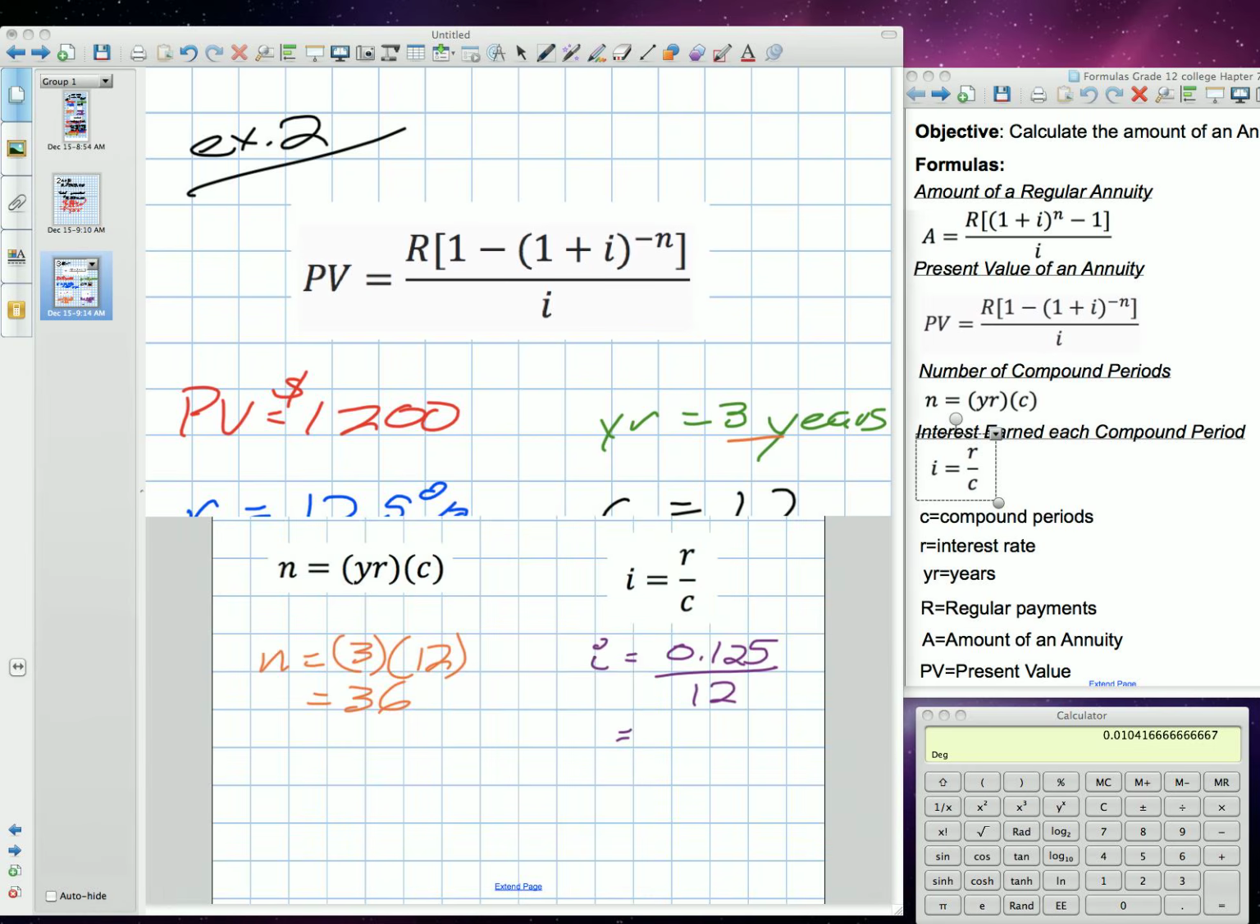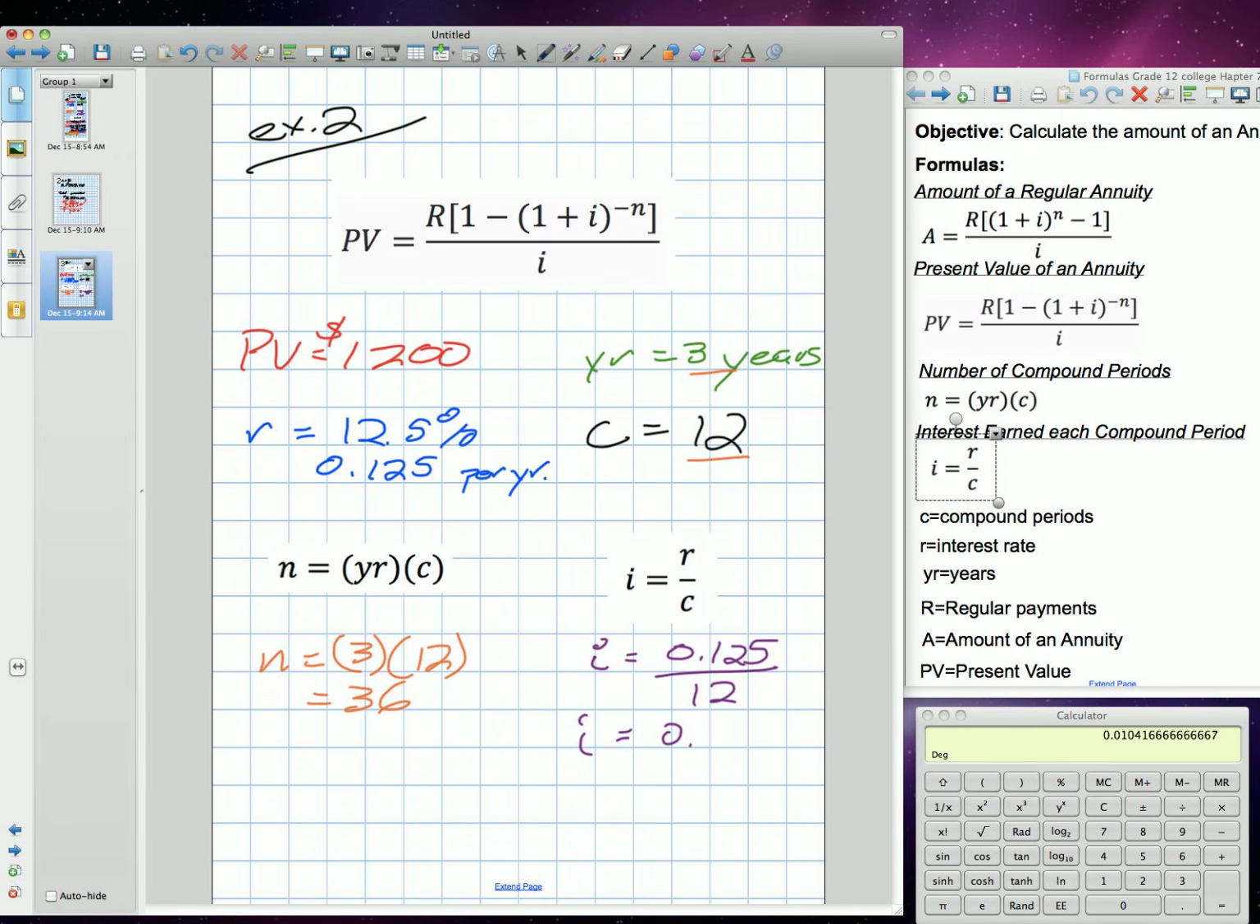0.0104. That's good. Okay? So it looks like 1.04% interest every month. So now we figured out our I and our N. We're going to put this into our formula to solve for the regular payments, because he wants to pay it off over the course of 3 years.